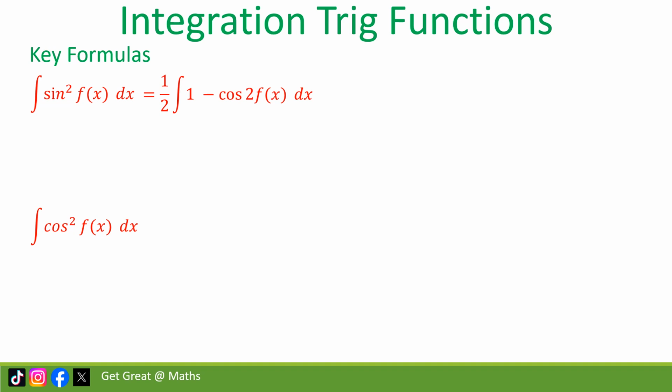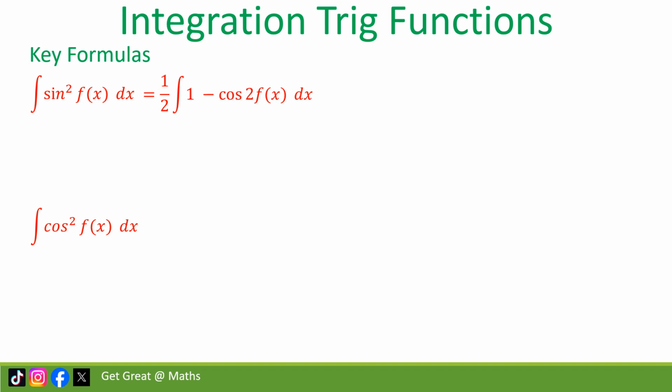So you have got to learn that formula, that sine squared of f of x is the same as a half the integral of 1 minus cos of 2 of f of x dx. It is really important you learn that. So write it down, highlight it, stick it in a bubble and make sure it stands out. From here, it is now easy to integrate both of these terms.